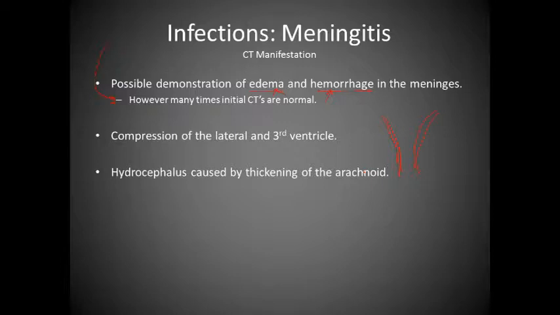You can also see hydrocephalus caused by thickening of the arachnoid. But the most prominent thing that you're going to see is the compression of the lateral and third ventricles, and possibly a hemorrhage later on.